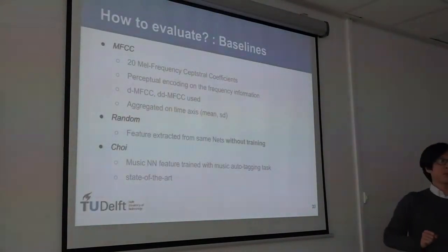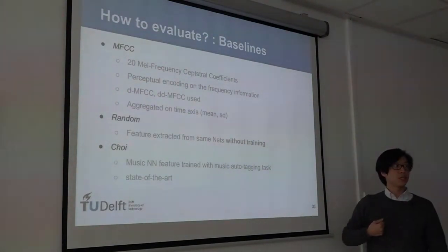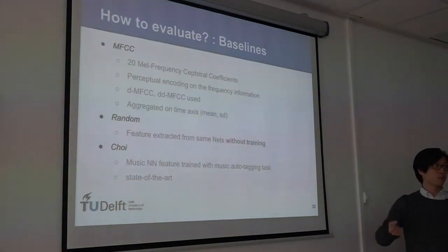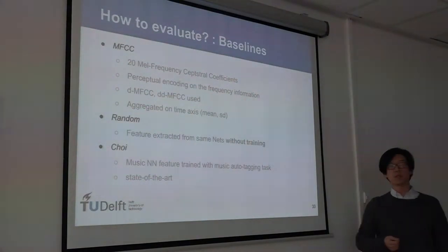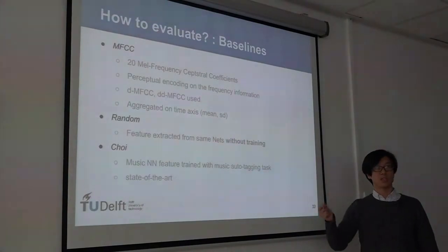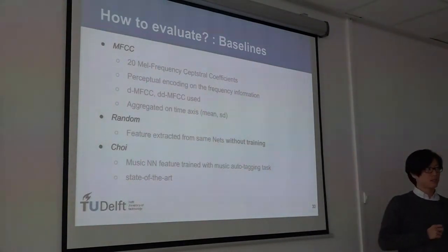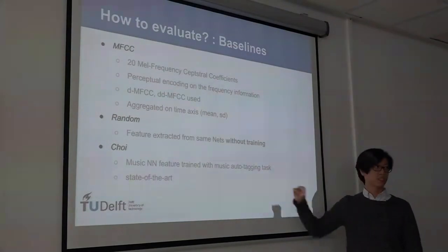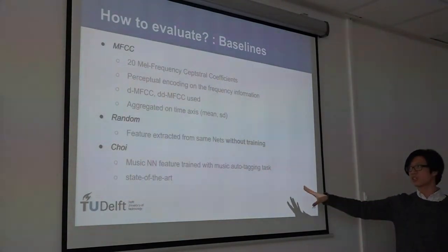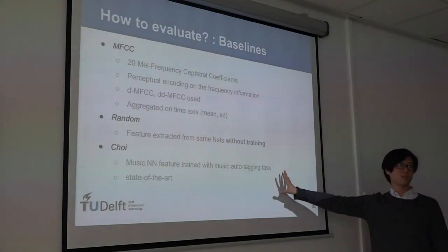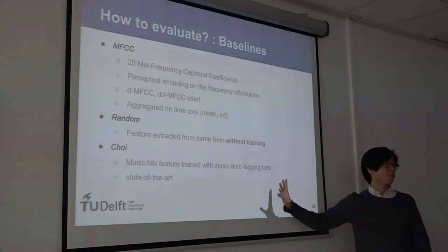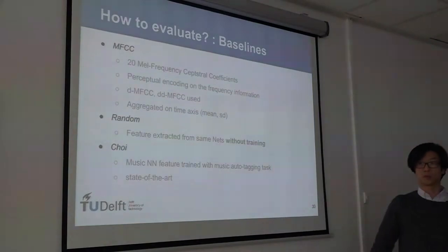And also, as baseline music representations, we use these three. MFCC is a very typical music and audio feature, very popular for both speech and music for decades. The random feature is a feature extracted from the same structure of a neural network, but we didn't do any training, so it only depends on the structure of the neural network with random initialization. And the third one is a state-of-the-art neural net-based music representation, but in this case, they use only a single task. A direct comparison between this representation and ours is a bit trickier because they used five times more observations than us, and their network is much smaller than ours. So we just put it in for comparison purposes, but we couldn't directly compare.